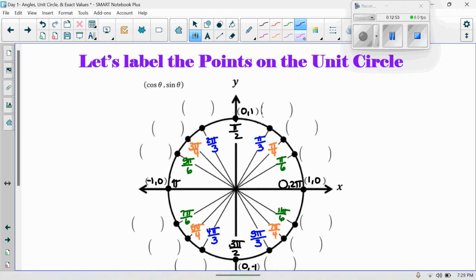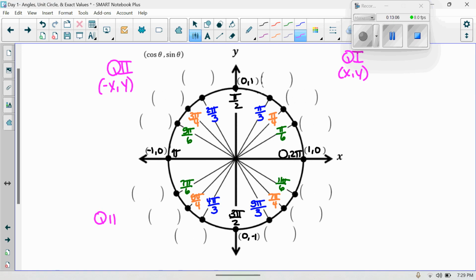So when I started this, I started with my quadrants, right? I said that this was quadrant 1, which was all positive x, positive y. This was quadrant 2, so all negative x, positive y. This is quadrant 3, negative x, negative y. And this is quadrant 4, positive x, negative y. So every one of these points in here is going to have a negative x coordinate. Every one of these is going to have 2 negatives. And every one of these is going to have a negative y coordinate.